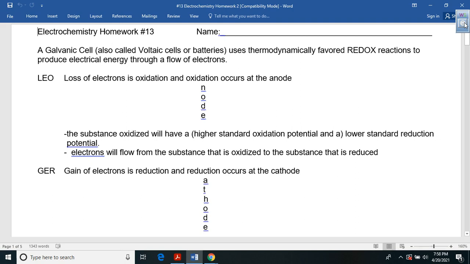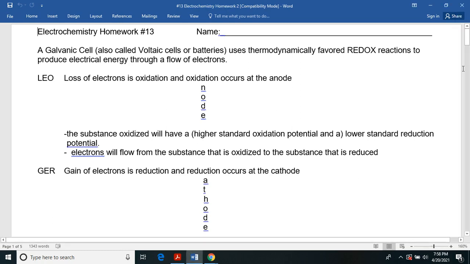So a reaction where something is losing electrons and something is gaining electrons. And if there is a favored redox reaction where it's producing a flow of electrons, we can capture that flow of electrons. And that's essentially how a battery works.